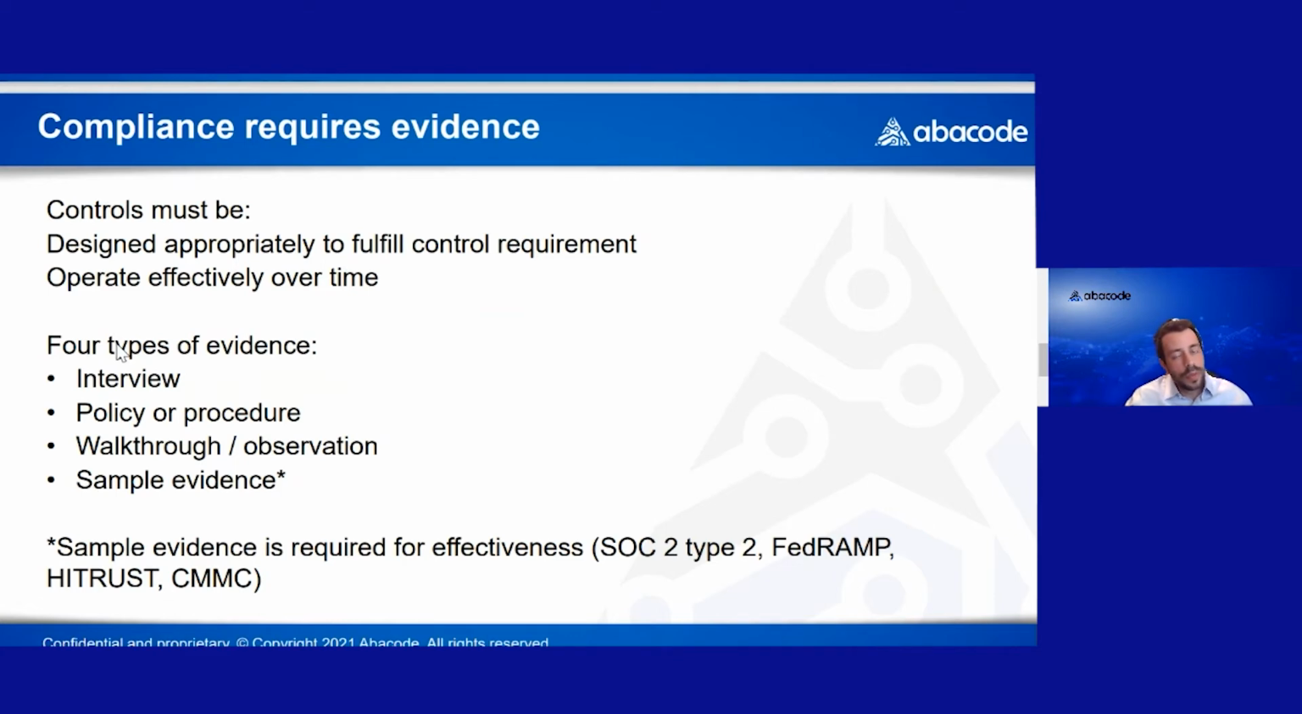And there are 4 types of evidence that you can give to show that a control is in place and operating effectively. There are interviews, policy or procedure, walkthrough or observation, and sample evidence. Obviously, sample evidence is the strongest evidence that a control is in place. There are some controls that there's not going to be sample evidence, but they're very few in number.